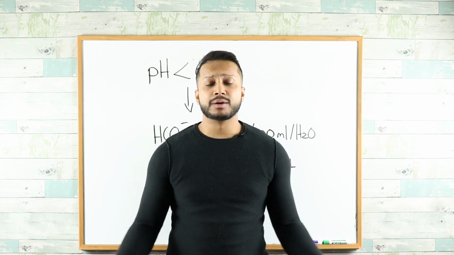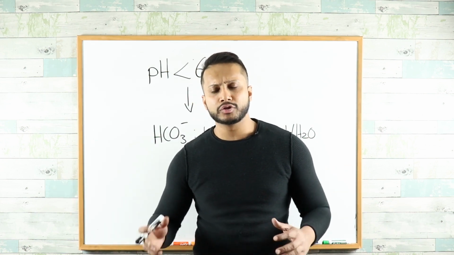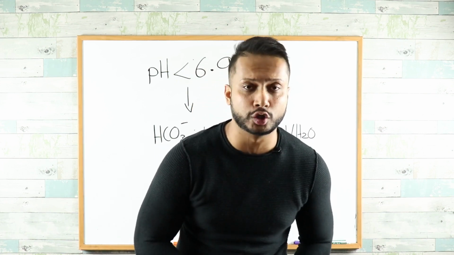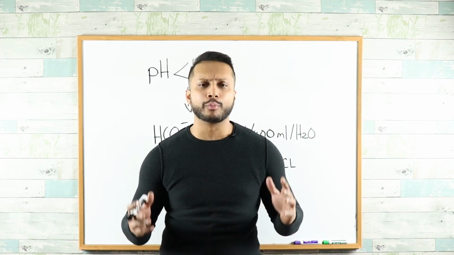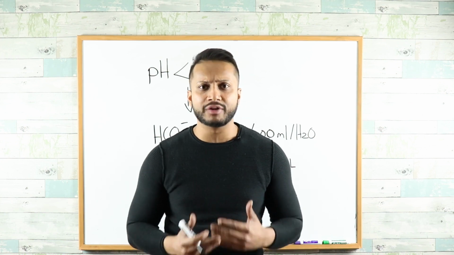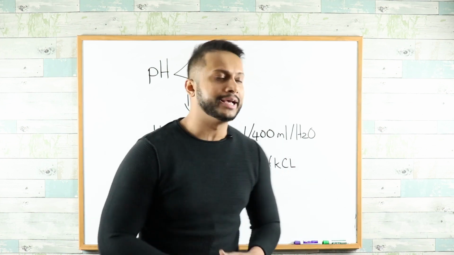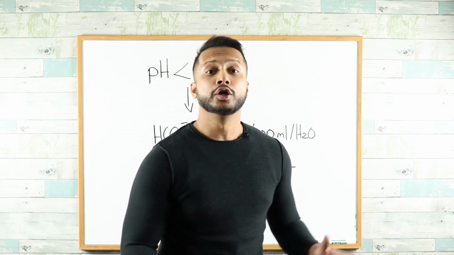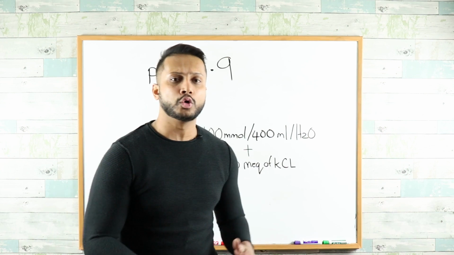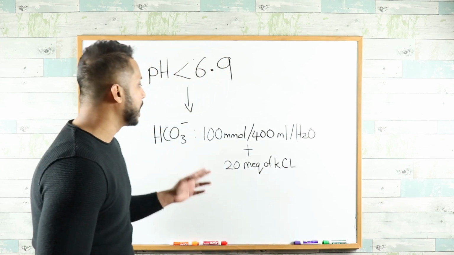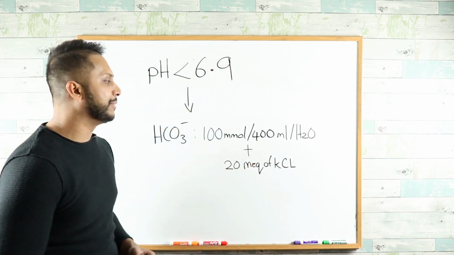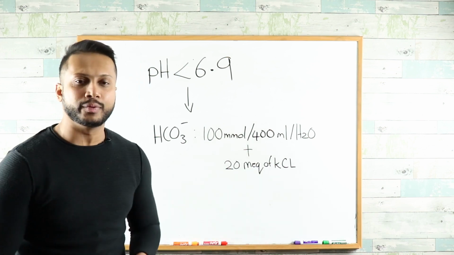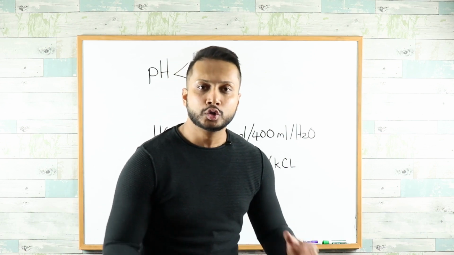Alright guys, so finally let's come to the final piece of the puzzle, right? So when you're thinking about a patient with diabetic ketoacidosis, clearly they can go into severe acidosis. So the real big question is, at what level of pH would you give the patient bicarb? The magic number is going to be 6.9. Guys, when your pH comes below 6.9, you need to give them bicarbonate, and the dose of bicarbonate to be given is 100 millimolar in 400 ml of water, and you will see that most times you need to add 20 milliequivalents of potassium chloride to this mixture.